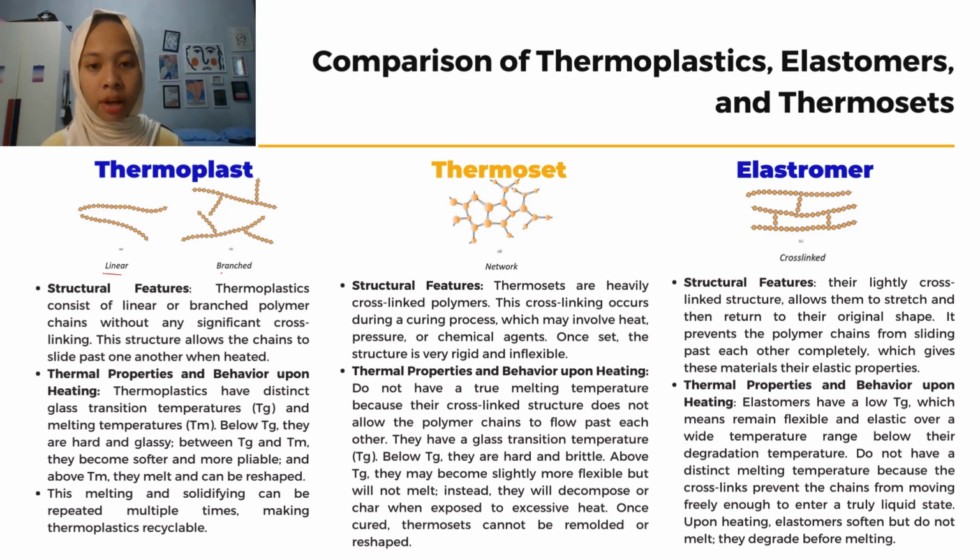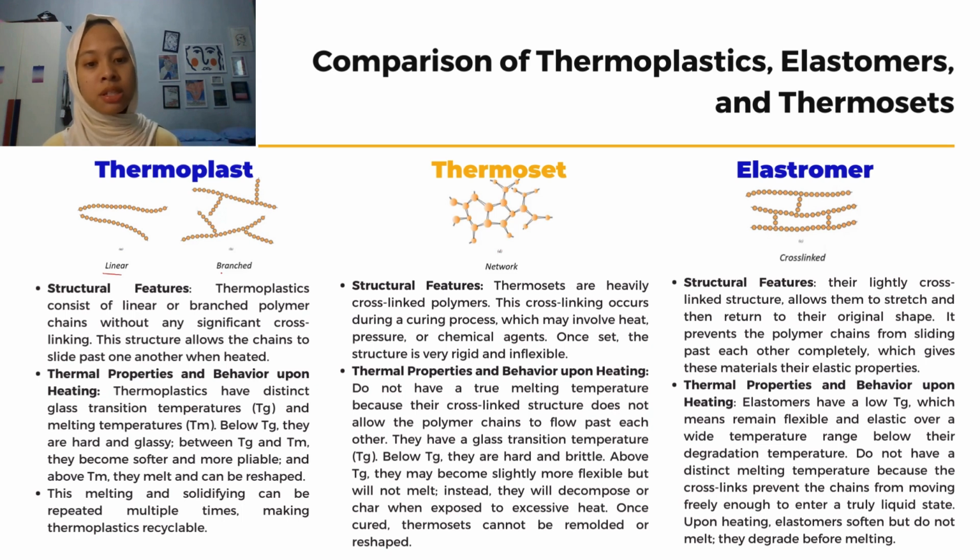For elastomer, in structural features, their lightly cross-linked structure allows them to stretch and then return to their original shape. It prevents the polymer chains from sliding past each other completely, which gives the materials their elastic properties.